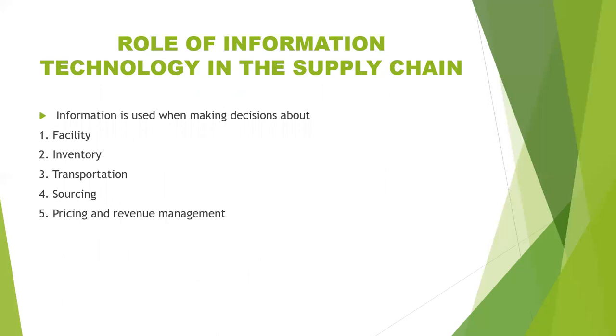The information is used for making many important decisions in a business. The most important decisions involve the following categories: facility, inventory, transportation, sourcing, pricing, and revenue management. To put up a facility, it is very important to know the information about the location of a place where we need to put up a facility.